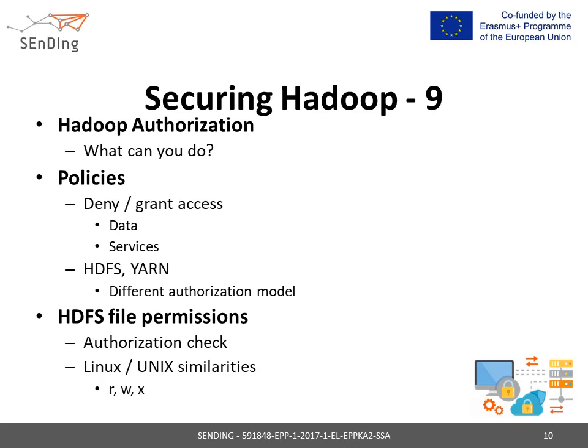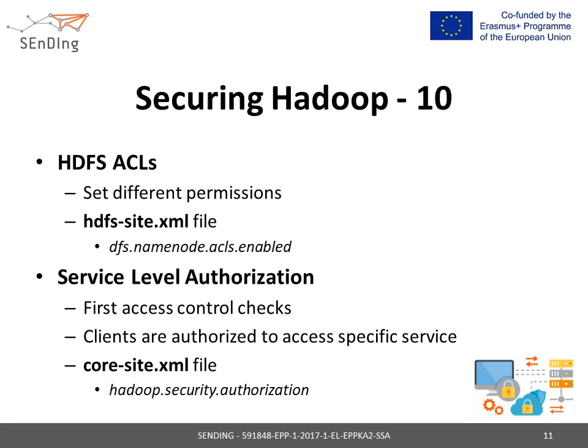R lets a user read a file and list a directory's contents. W lets a user create or delete a file or directory. X lets you access a child of a directory. HDFS supports the use of ACLs to set finer-grained permissions for specific users and groups. ACLs are a good way to go when dealing with complex file permission and access requirements and you want to grant privileges in a fine-grained manner.